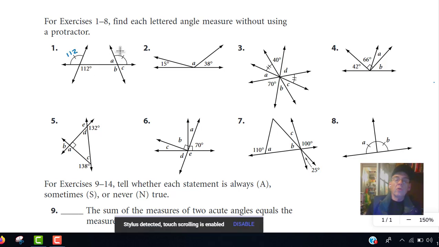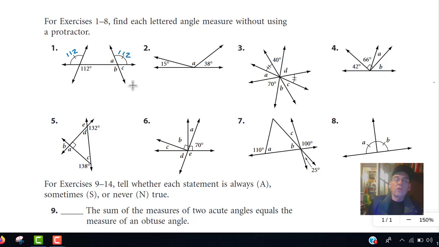These two angles are marked as congruent, so that's going to be 112 degrees. Because of vertical angles, B is going to be 112 degrees. And C and 112 are a linear pair, and A and 112 are a linear pair. So these two angles are going to be congruent. We can also see by vertical angles, but 180 take away 112 comes out to be 68 degrees. So A is going to be 68, and C is going to be 68.